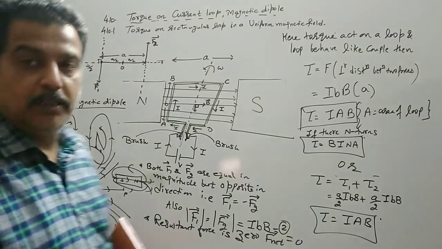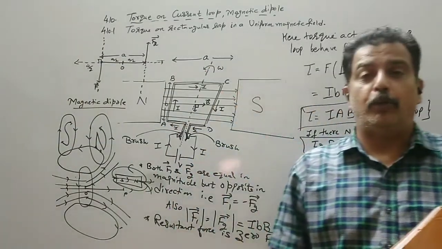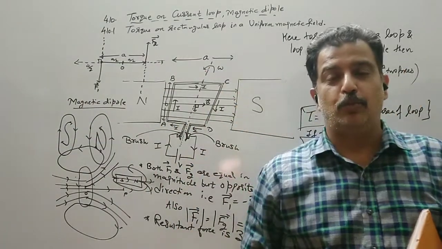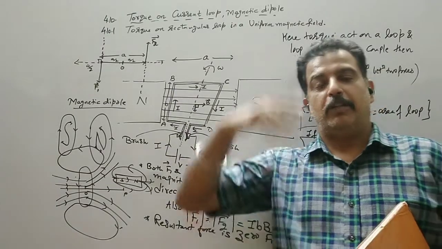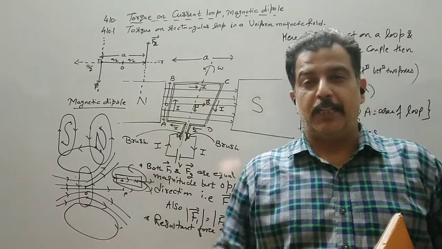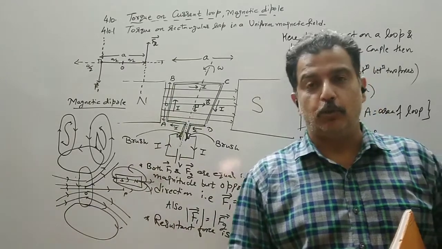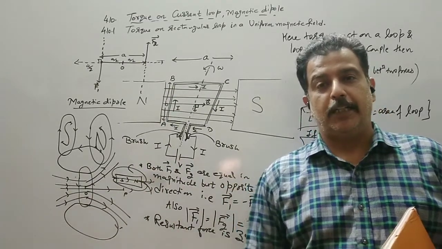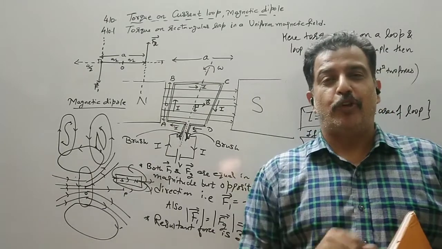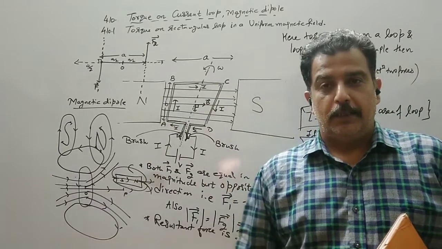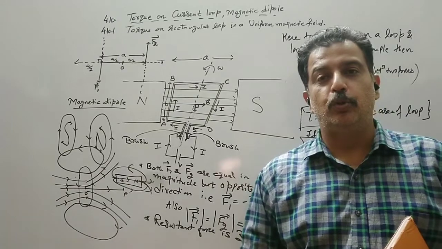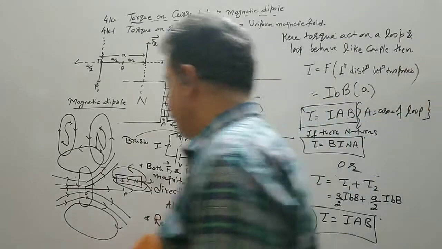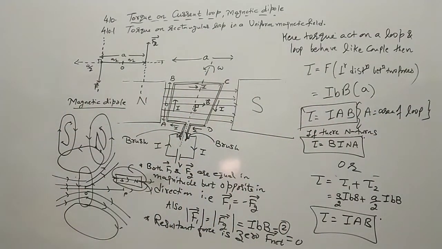Now if you remember, the direction of the electric dipole moment was from negative charge to positive. So whatever role is played by the negative charge there, here that same role will be played by the south pole and positive as the north. So the direction of the magnetic dipole moment is from south to north. The direction is from south to north.